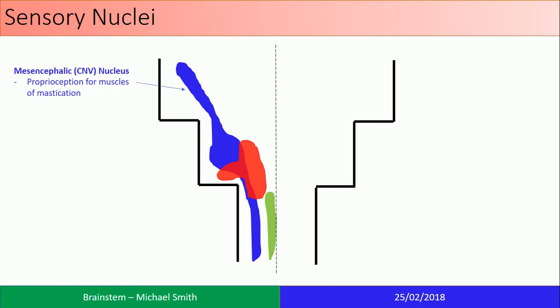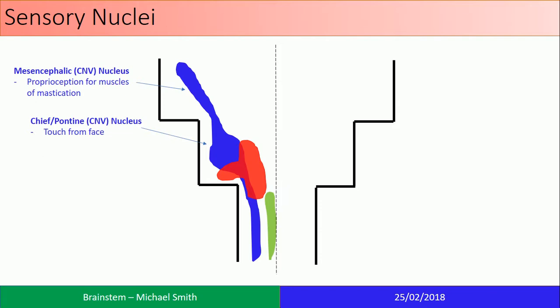So this long blue one is our cranial nerve 5 nucleus, and it has 3 different sections. And this is to do with the different functions of cranial nerve 5. So we know that cranial nerve 5 gives proprioception to the muscles of mastication, and this is done by this top part, the mesencephalic nucleus, where the mesencephalon is also another name for the midbrain.